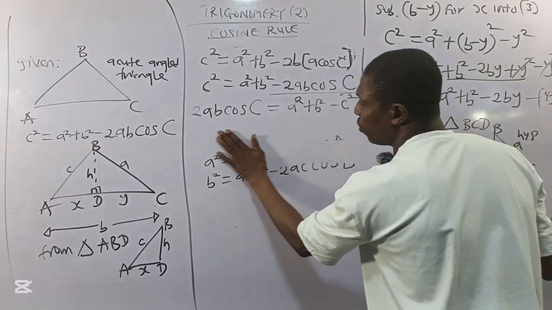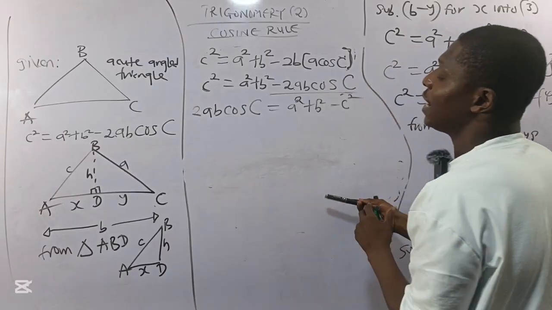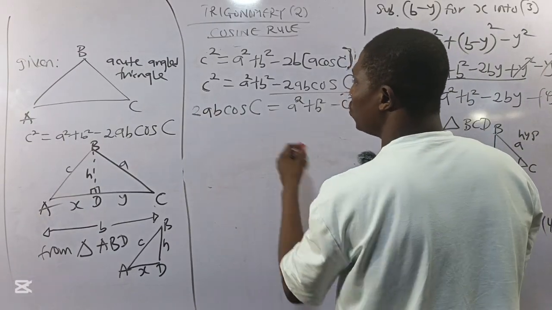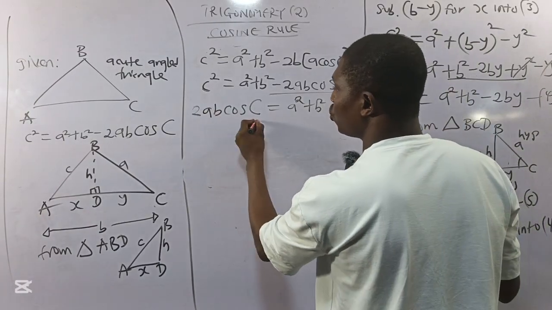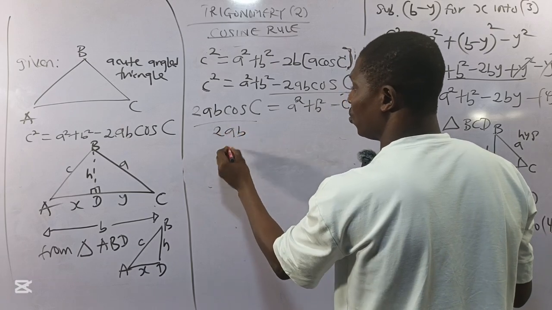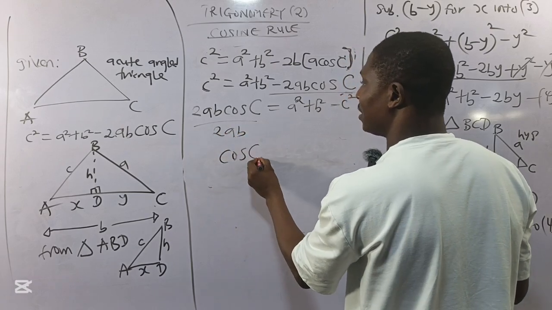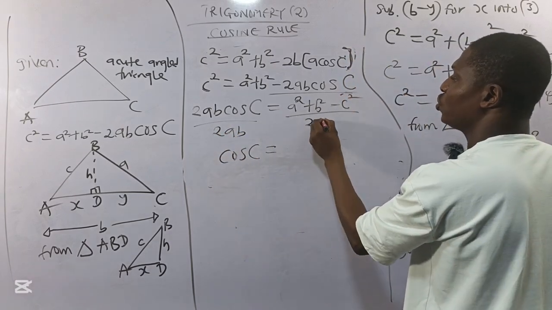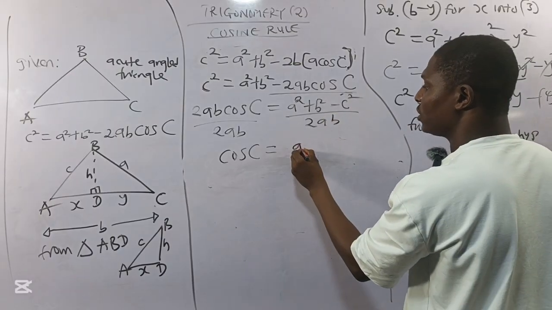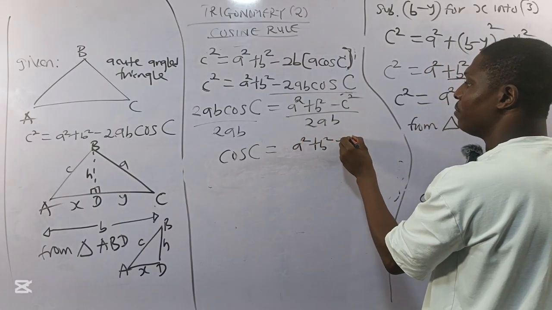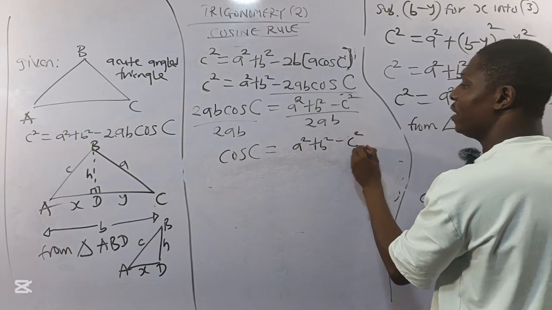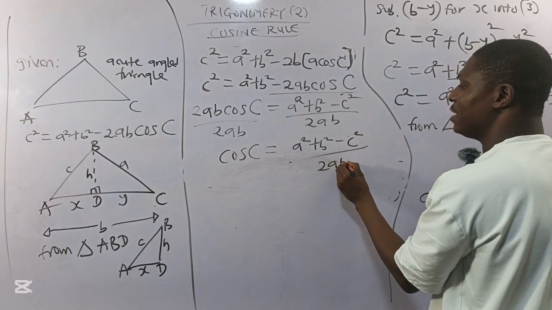I can simply divide through by 2AB, because I'm looking for cos capital C all over 2AB, to be equal to A square plus B square minus C square all over 2AB.